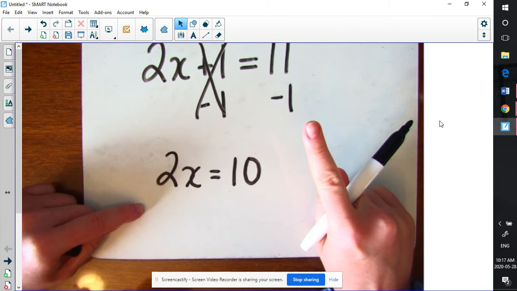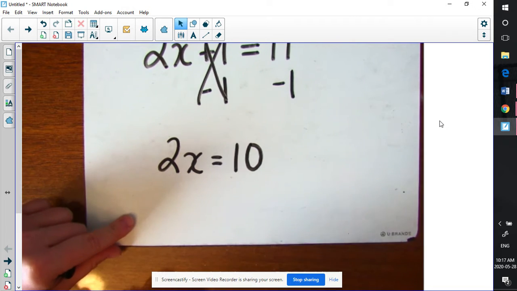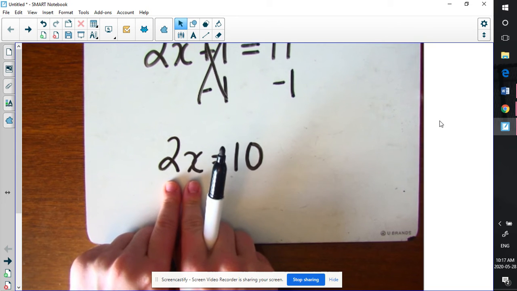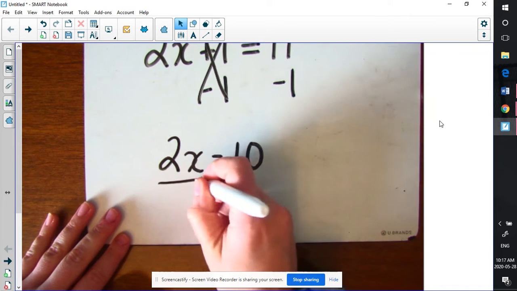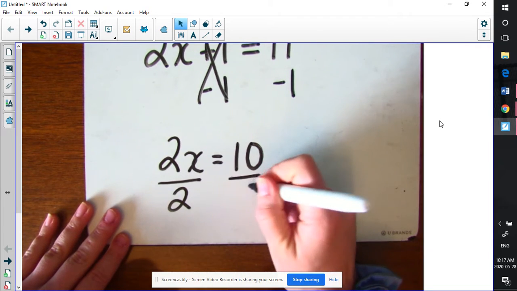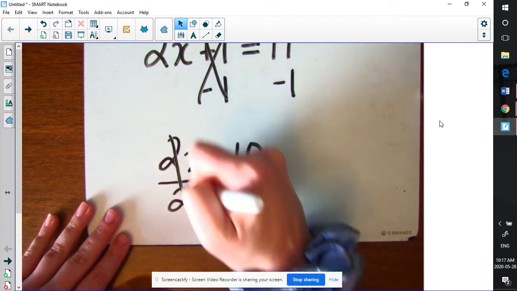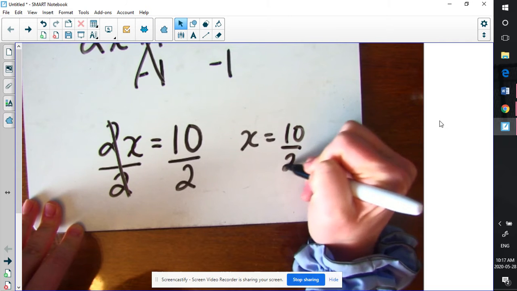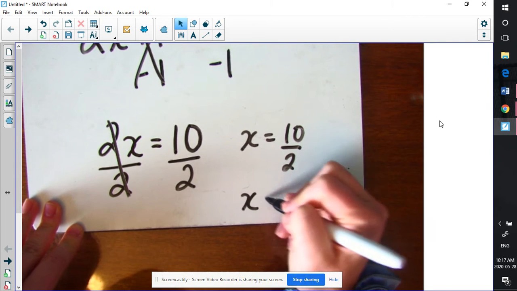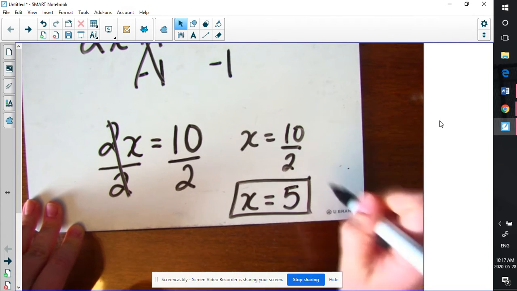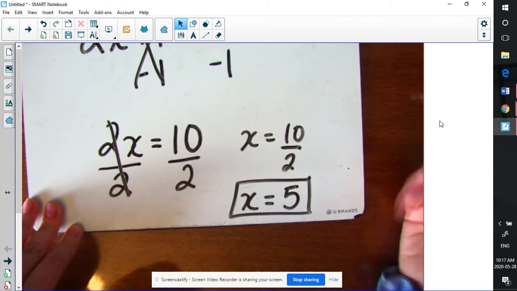Now what does this look like? It looks like a one-step equation, that's right. So we know how to solve this. We did this last week. 2x equals 10. 2 and an x right beside each other means multiplication. The opposite of multiplication is division. So what you have to do is divide by 2, and you have to do the same thing over here. Divide by 2. Now these 2's cancel. So we are left with x equals 10 divided by 2. 10 divided by 2 is 5, so our answer is x equals 5. Now, if you made a guess as to what the answer is, was it right?